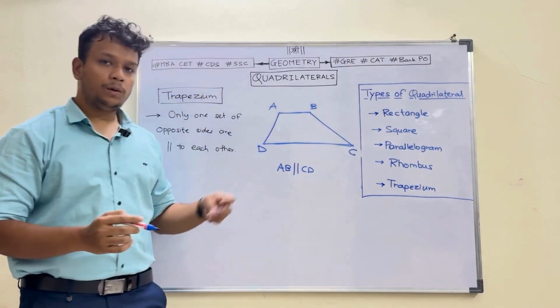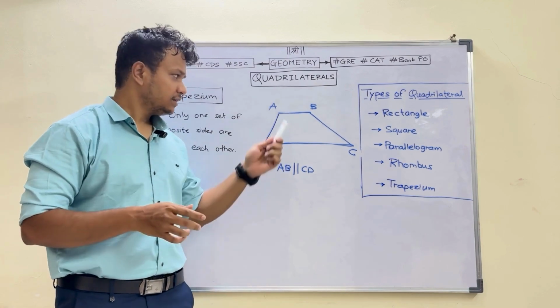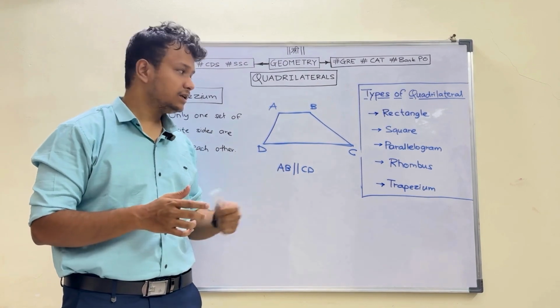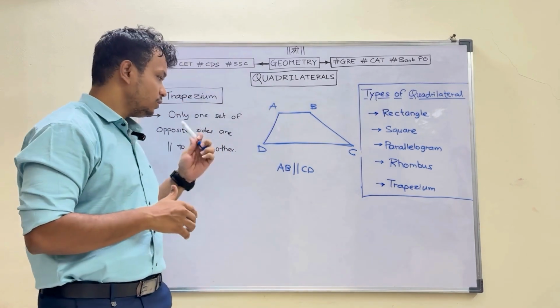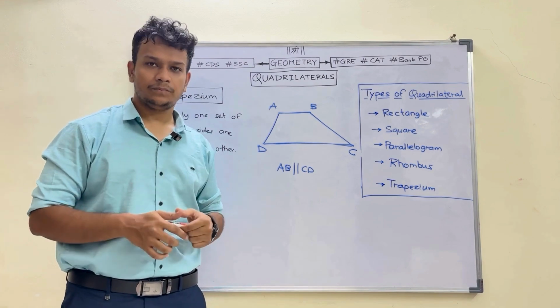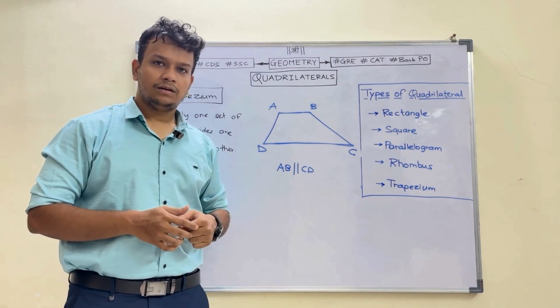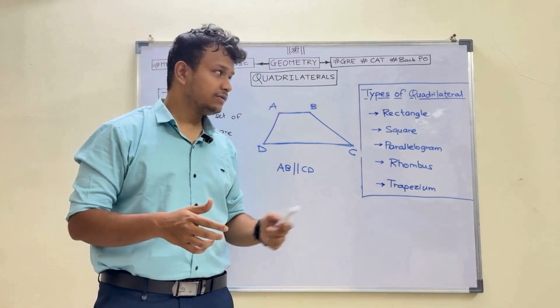We don't have any property with respect to other sides, no property with respect to diagonals. They neither bisect each other nor do they have any right angle while intersecting each other. So this is the only property, that one set of sides of a trapezium is parallel. Now we will just quickly check the summary of all the properties which we have seen for quadrilaterals.